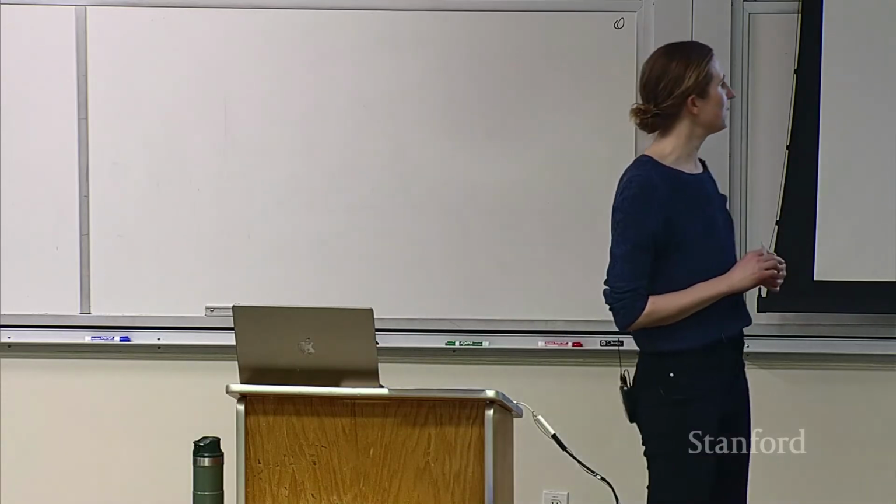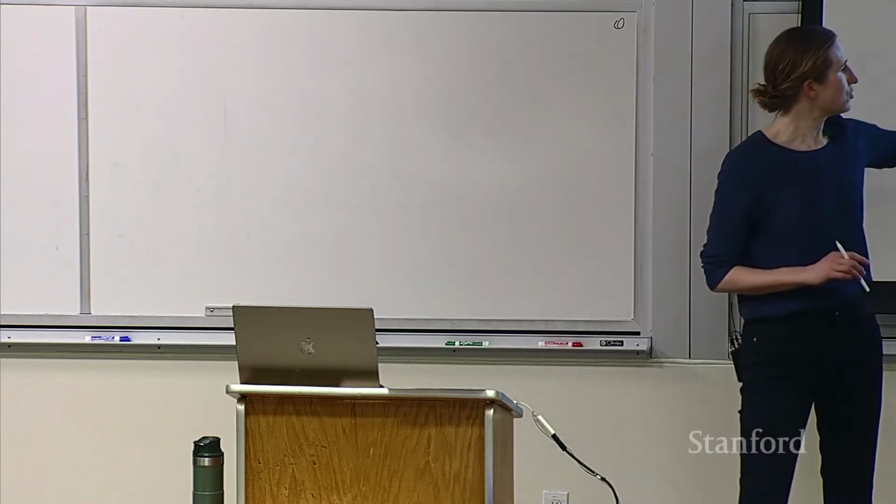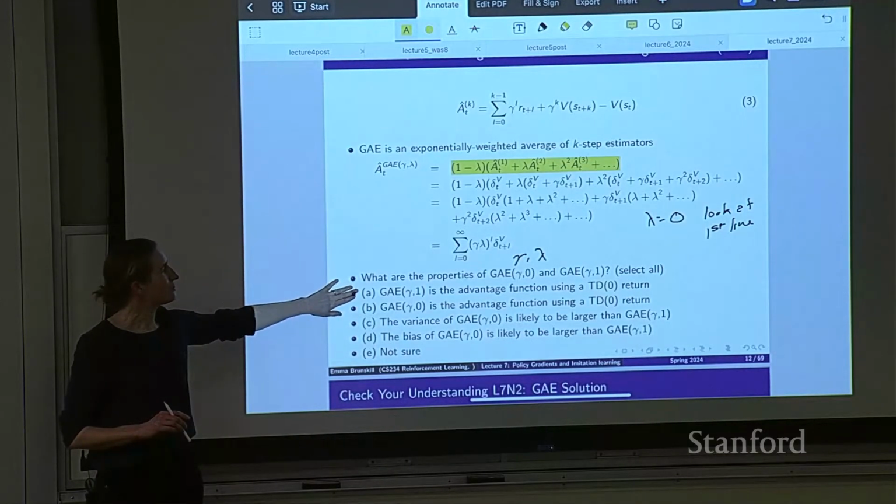If what? If lambda is 1. If lambda is 1, yeah. So if lambda is 1, well, then you're summing an infinite number of terms too. But yes, neither. Well, so this is true, so B is true. And the second one, we'll see on the next slide.